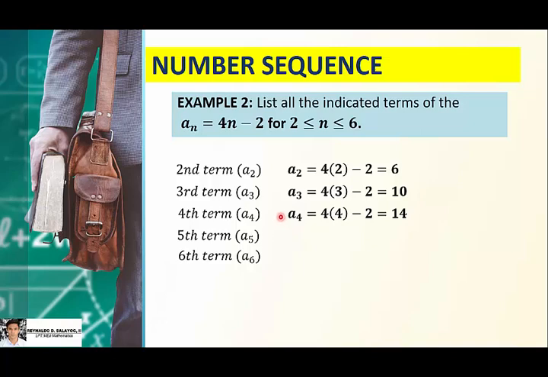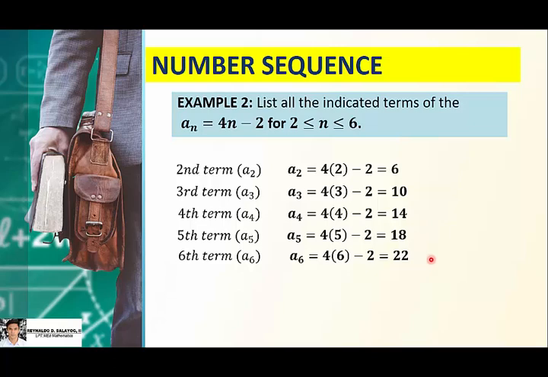For the fourth term, the value of n is equal to 4. So 4 times 4 is 16, minus 2, gives us 14. For the fifth term, n is equal to 5. So 4 multiplied by 5 is 20, minus 2 gives us 18. And for the sixth term, n is equal to 6. So 4 times 6 gives us 24, minus 2 is 22. As you observe, we have the values 6, 10, 14, 18, and 22.